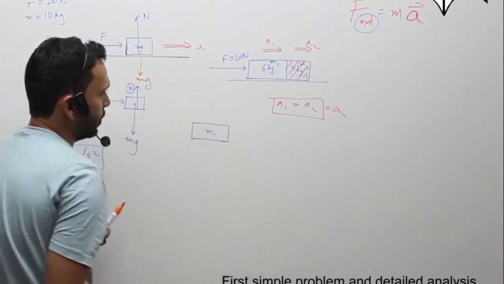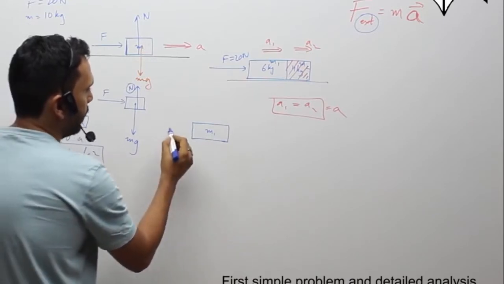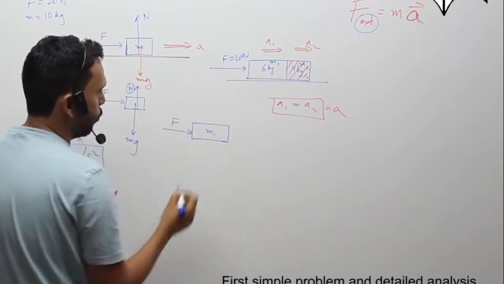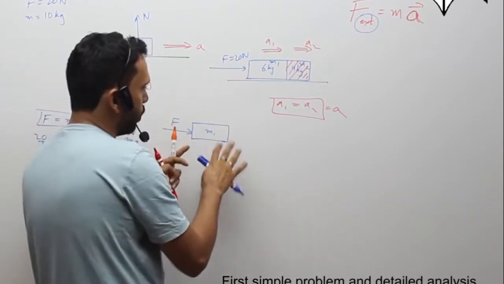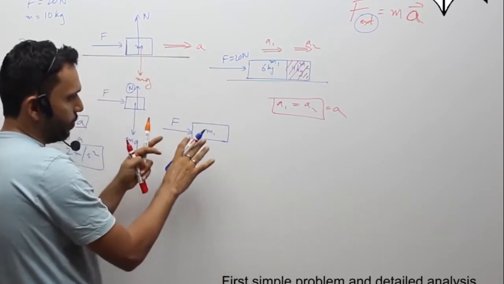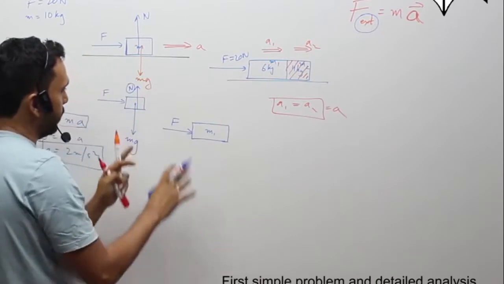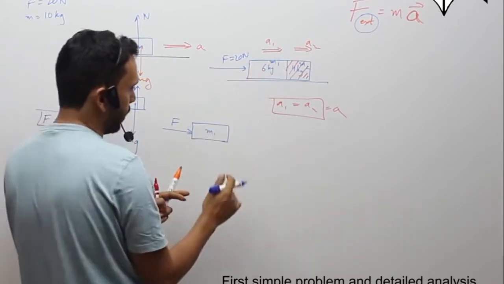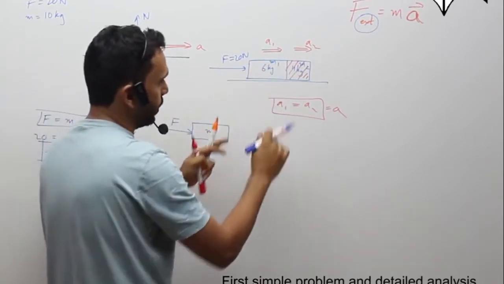That's your M1, that's the 6 kg block. It is being pushed from the back with force F. And then what is M1 doing? I'm just concentrating on M1. So what is M1 doing? Is M1 free to go ahead? It is not that free. There is a mass ahead and it is actually pushing that mass.